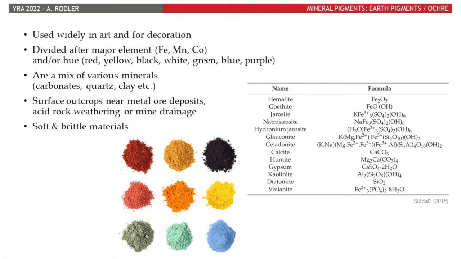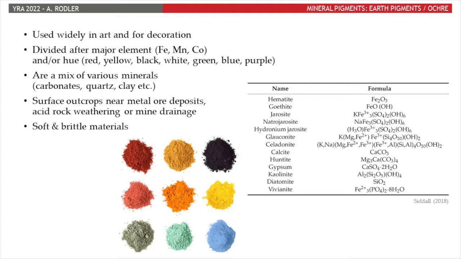So mineral pigments are divided into several subgroups. First, we're talking about earth pigments or ochres. They've been used widely in art and for decoration since the dawn of humankind, and they're divided after major elements such as iron, manganese, cobalt, or also by the hue of the pigments. So it would be red, yellow, black, white, green, blue, and purple.